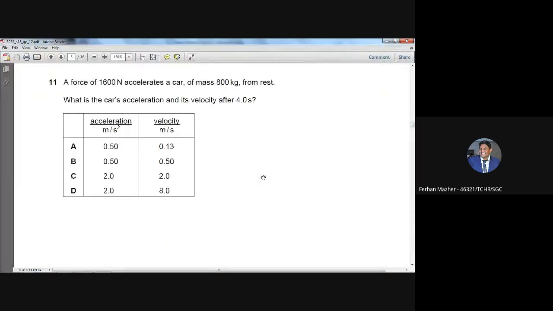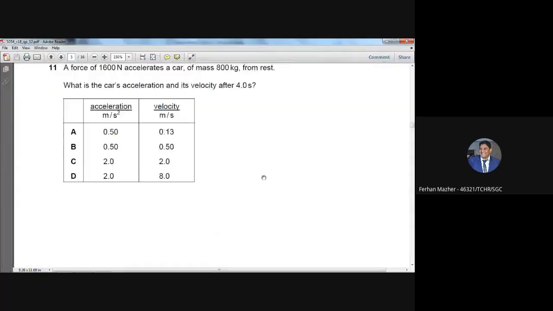Question 11 on your screen. A force of 1600 Newton accelerates an 800 kg car from rest. What is the car's acceleration and its velocity after 4 seconds? Okay, so we know the force, we know the mass, we can find the acceleration. We can apply Newton's second law of motion, F equals ma. From there we can calculate the a value. Once I know the a value, then I can apply the formula a equals v minus u divided by t. I know the acceleration, I know the initial velocity is 0, v we can find out. The time is 4 seconds.